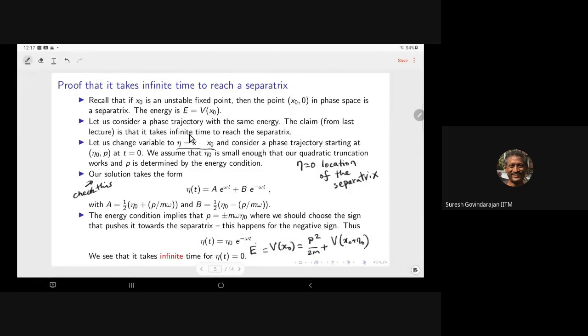So when will it reach the separatrix? When eta becomes 0, right? Eta equal to 0 is the location of the separatrix. So you can see that it takes infinite time. We're just looking at a neighborhood; we have put it pretty close so that the approximation works. So eta of t is equal to eta naught times a constant e power minus omega t. And remember, omega is determined by the second derivative at x naught. So you can see that eta of t will become 0 only at t equal to plus infinity.